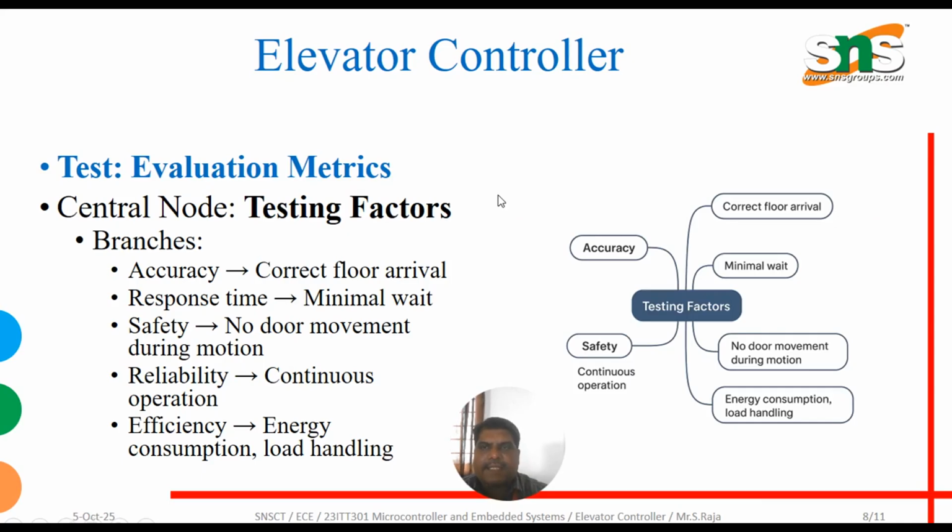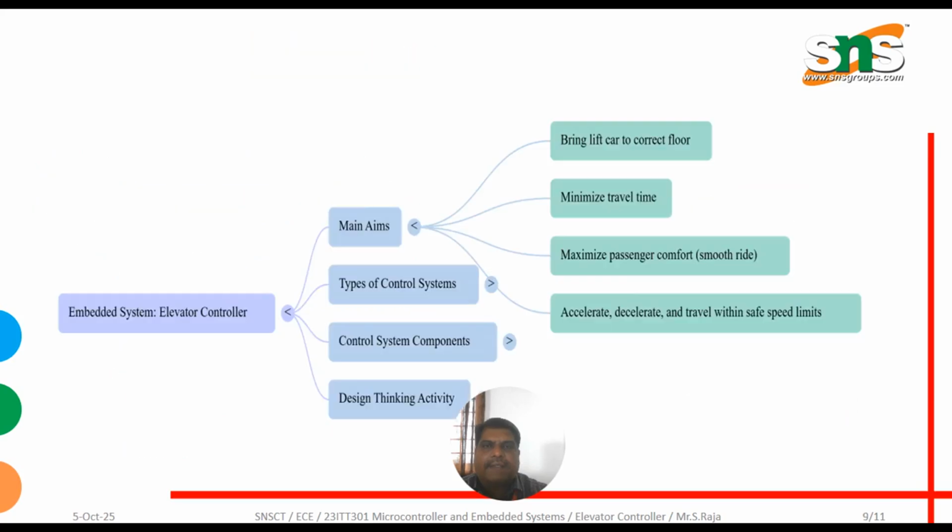Next, the final stage is the evaluation metrics for testing the parameters. The test may be considered in 5 areas. One is accuracy, that is, the correct floor that the elevator will arrive at. Response time, that is, the minimal waiting time. Safety, no door movement during motion. Then reliability, continuous operation. Efficiency, they have to work with very low power consumption and also good load handling capability.